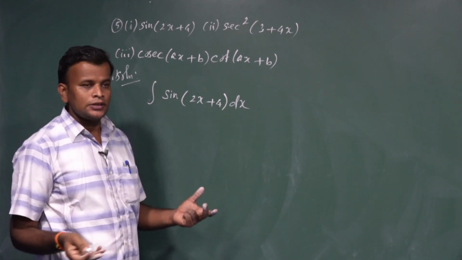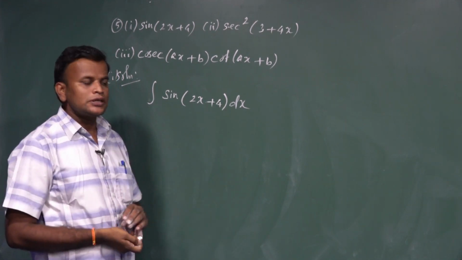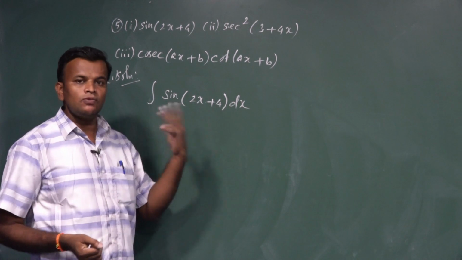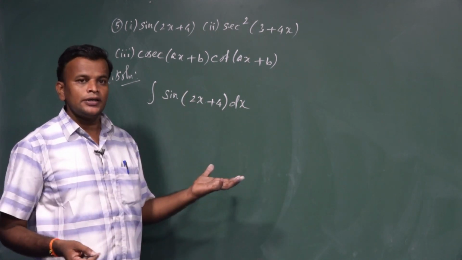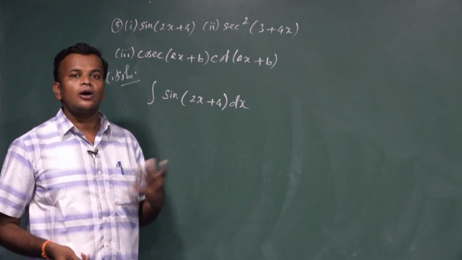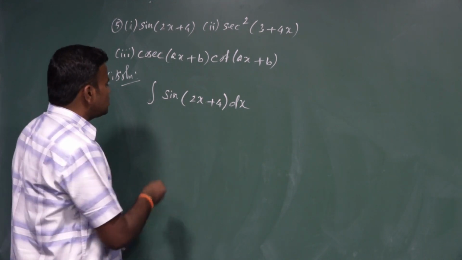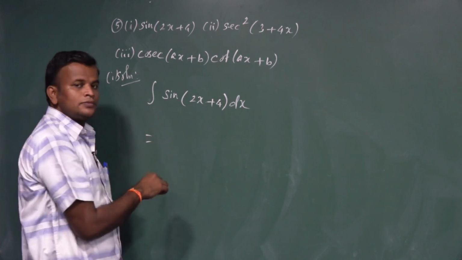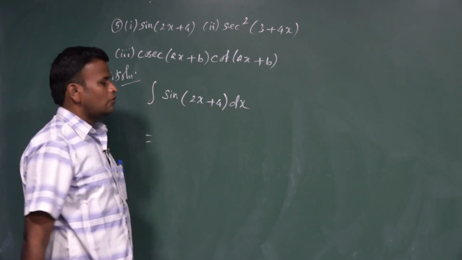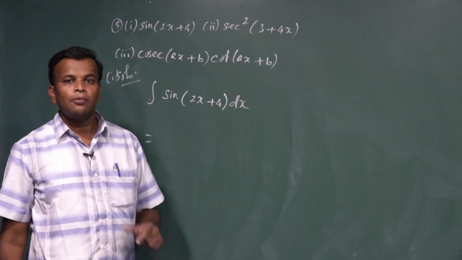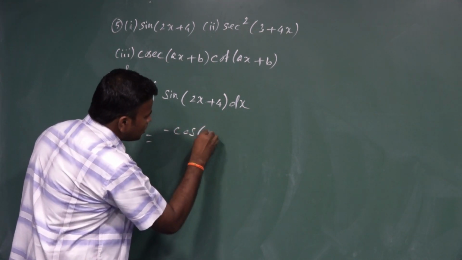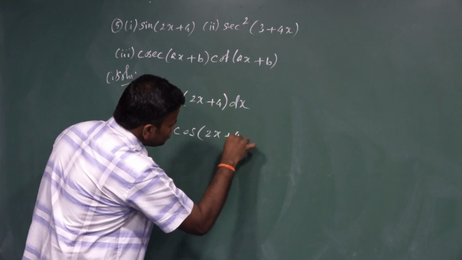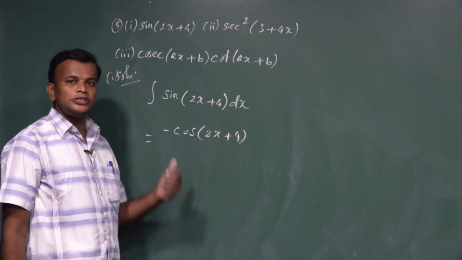It is a composite function. What is meant by a composite function? Instead of x, some more terms are involved. Except x, so many terms are added or multiplied. Then we say the function is called a composite function. So first we use the basic formula for sine. You treat it fully as x. What is the integral of sine x? Minus cos x. So minus cos of 2x plus 4. So basic formula.